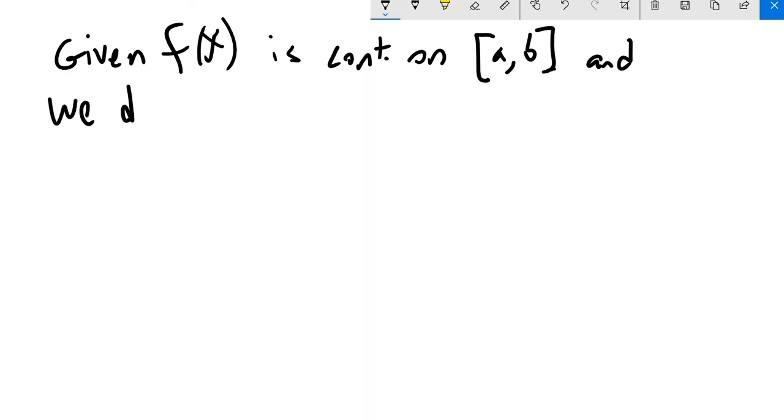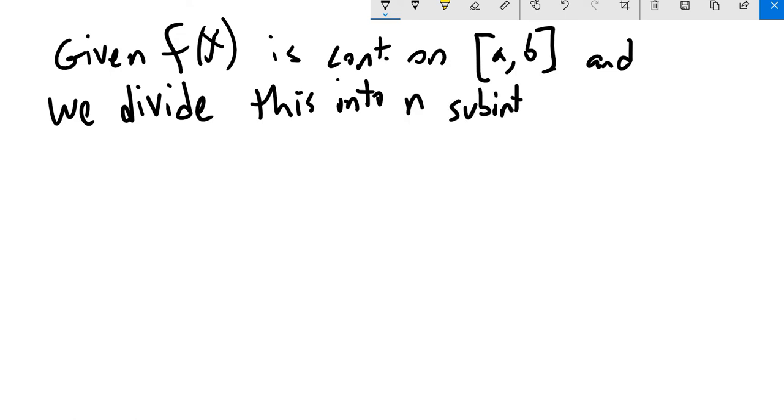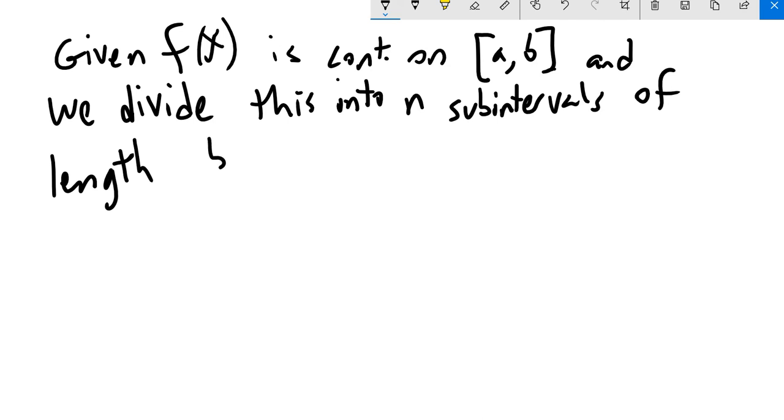So, and we divide, I'll write that out, this into n subintervals. And this is getting to the idea of the rectangles that I was telling you about at the beginning, of length b minus a divided by n.